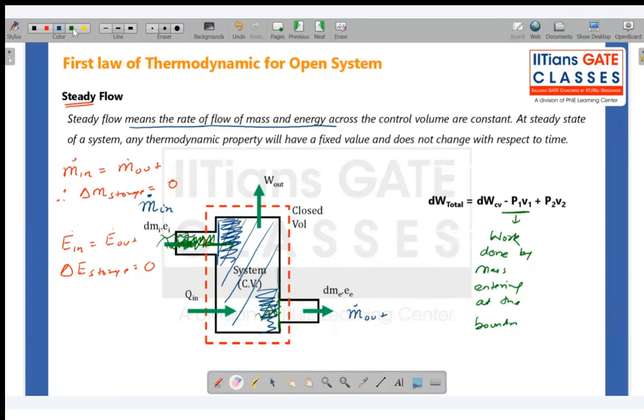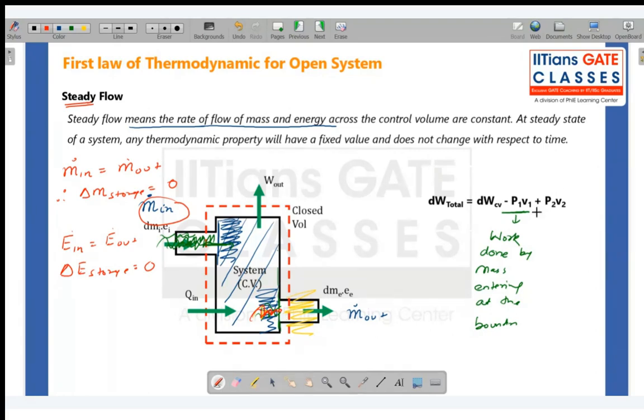If this is my system inside, then outside anything, I am just running out of colors. So outside anything is what? Surrounding. So when this mass is going out, it is pushing the boundary outside towards the surrounding. So it is work done by the system on the surrounding. And what was this? This was work done by the surrounding on the system, or work done by the mass on the system. Okay. So this mass, when it is going out, it is going to push the boundary outside. It is kind of expansion work.